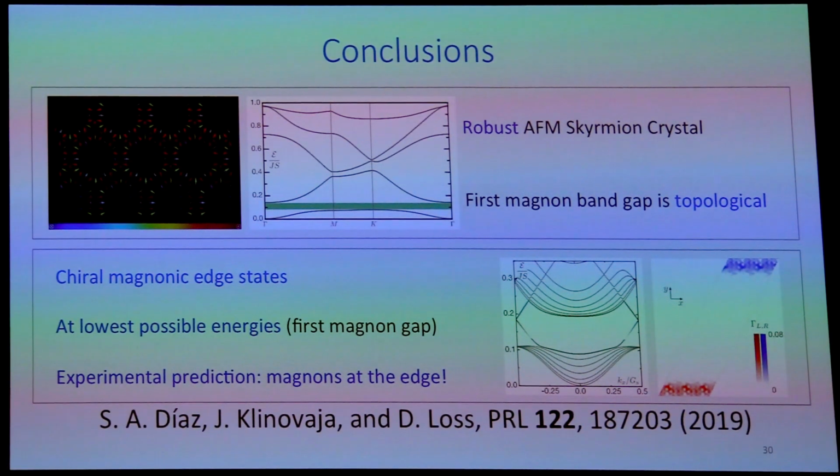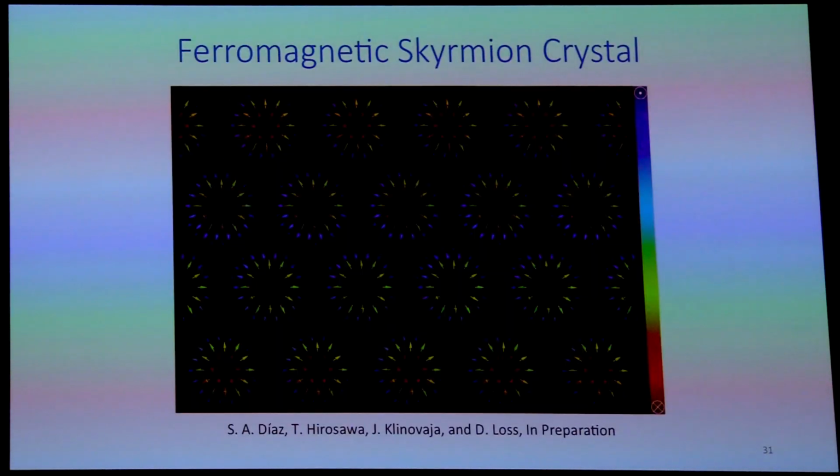Now I will take you into uncharted territory because these are unpublished results. And I will be talking now about a ferromagnetic Skyrmion crystal. That's the texture. It's also a triangular crystal of, in this case, ferromagnetic Skyrmions. The way we obtain this texture is using basically the same spin lattice Hamiltonian I introduced before. The only difference is that now there's ferromagnetic exchange interaction.